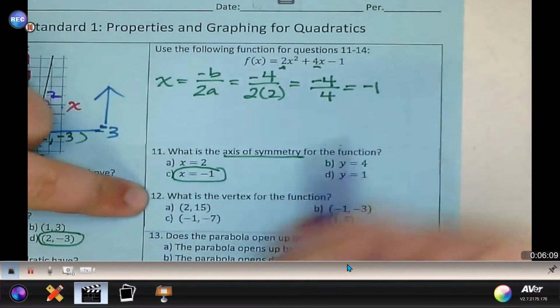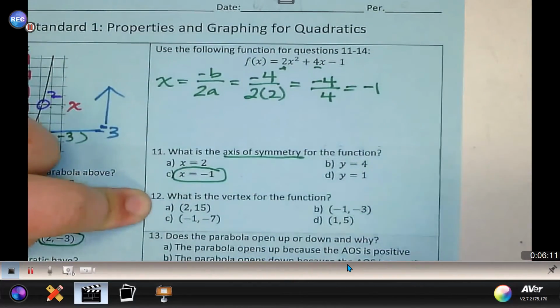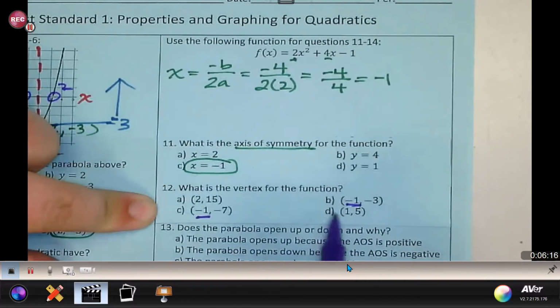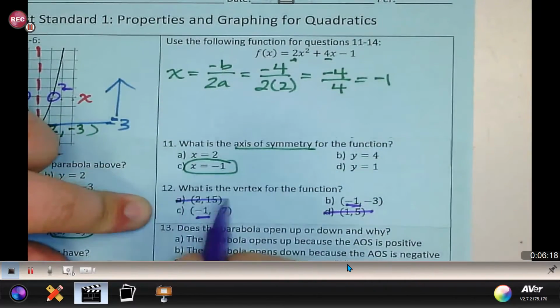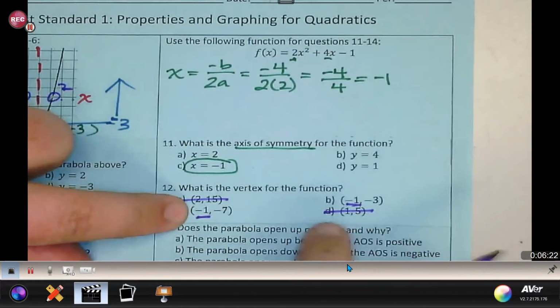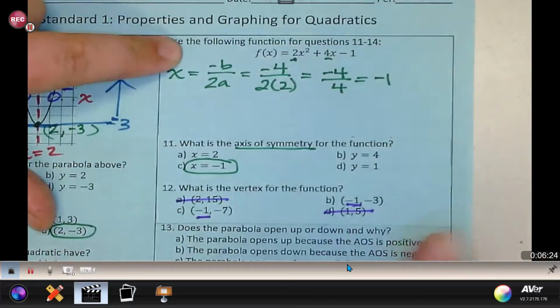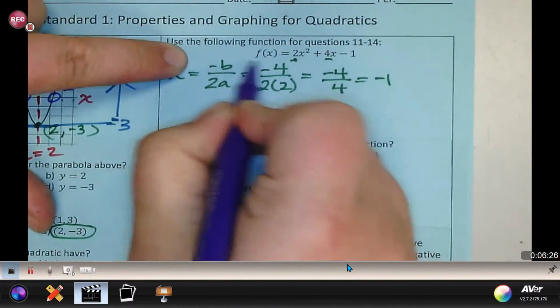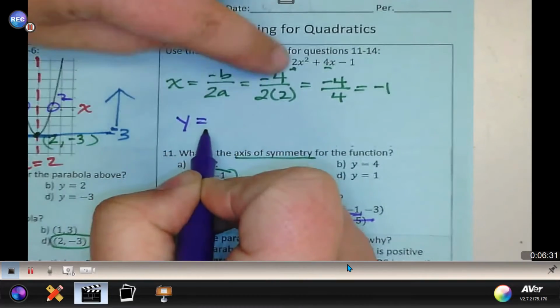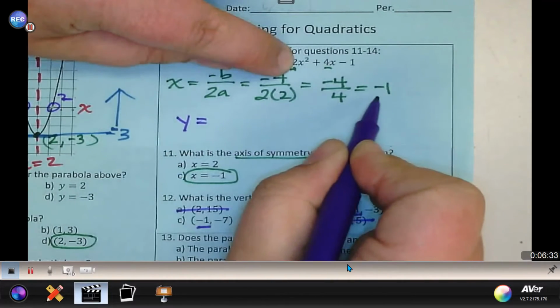And then it says, what's the vertex? Well, for the vertex, you take this x value and make it x. So there's two options. I know for certain it's not that one, and for certain it's not that one, because it has to match this one. So hopefully you get that right. Now there's two options, which are the y values. So I'm going to take this equation, and remember f of x is a fancy way of saying y equals, and now every time I see x, I'm going to put in negative 1.